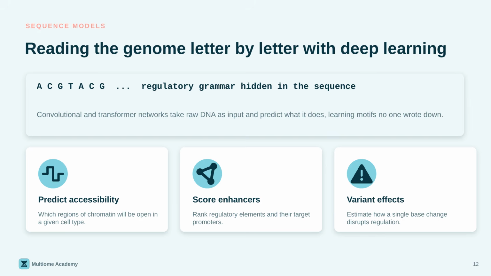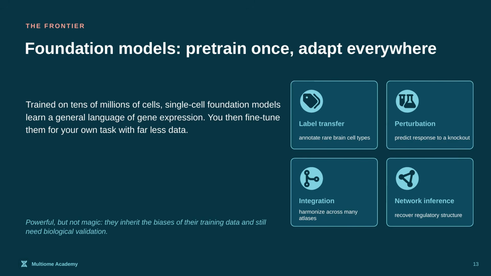Deep learning can read the genome letter by letter. Convolutional and transformer networks take raw DNA as input and learn regulatory grammar that no one wrote down. They predict which chromatin will be open, score enhancers and their targets, and estimate how a single base change disrupts regulation. Foundation models are the current frontier.